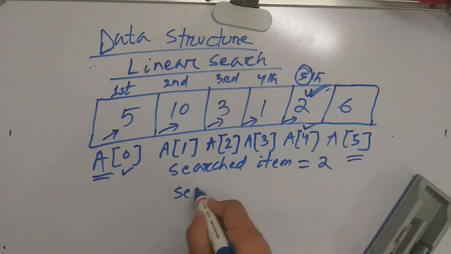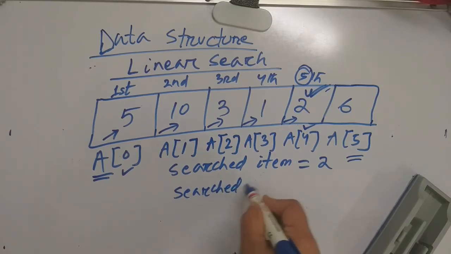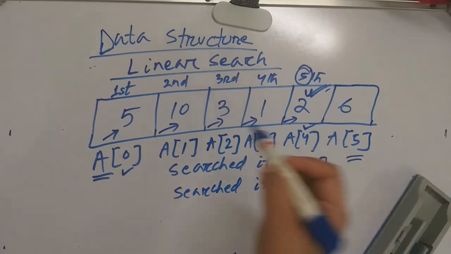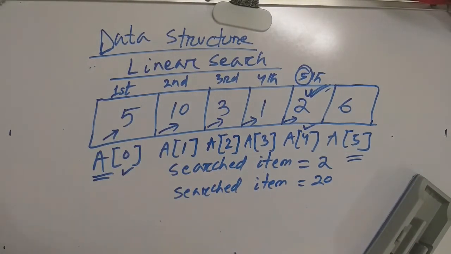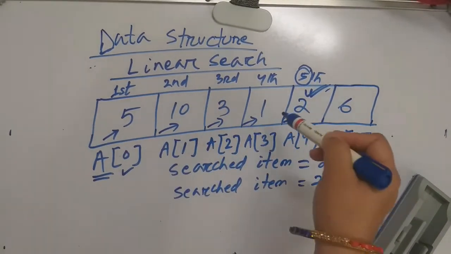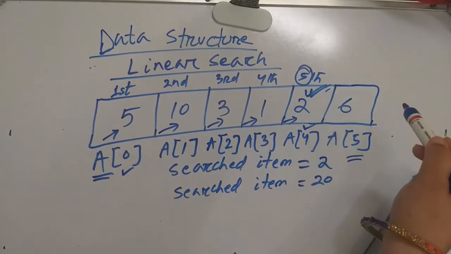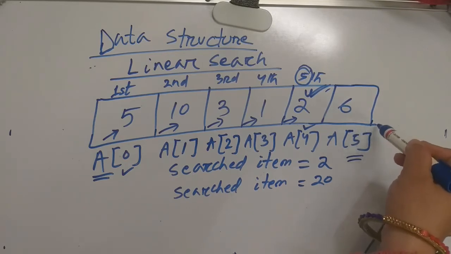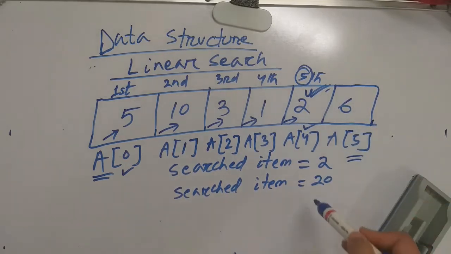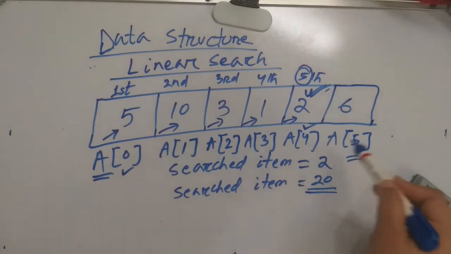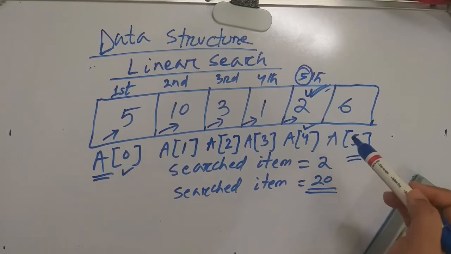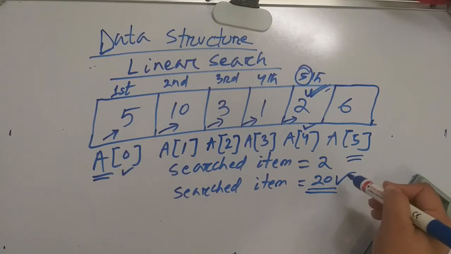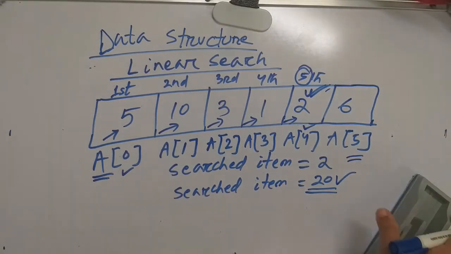Suppose the searched item is 20. Okay, so we search the first position element, the second, the third, fourth, fifth, sixth position, and the indexing ends and we are not getting the item 20. That means the search is unsuccessful and we are not getting our result. We know that the item is not in the list.